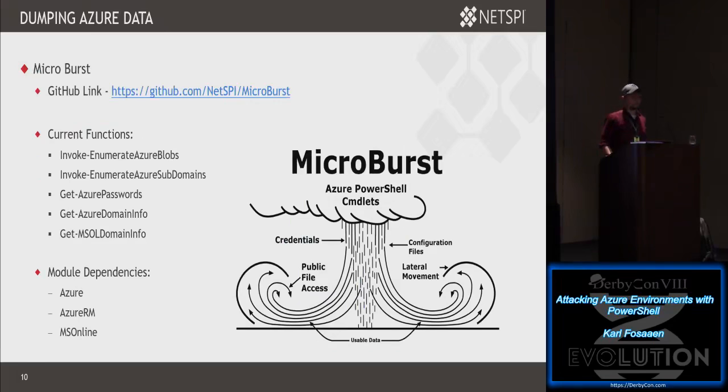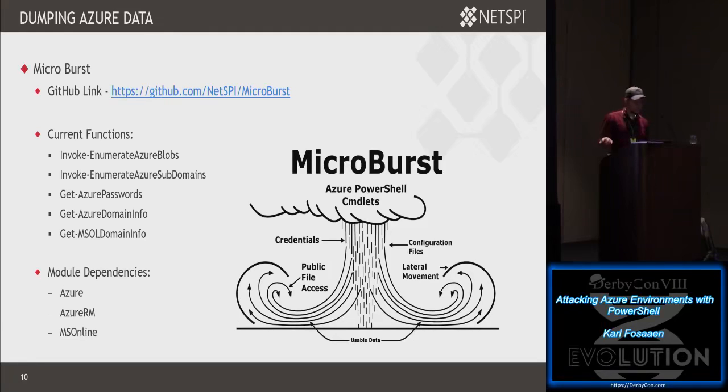So this brings us to MicroBurst. This is the name of the tool that we're going to be talking about today. It's a collection of PowerShell scripts, and basically as the diagram outlines, we've got PowerShell commandlets that dump out credentials, config files, usable data. Works out for public file access, lateral movement. You can use all of this data to go throughout an Azure environment and potentially pivot into an internal domain from the cloud. So this is a quick list of the current functions and module dependencies.